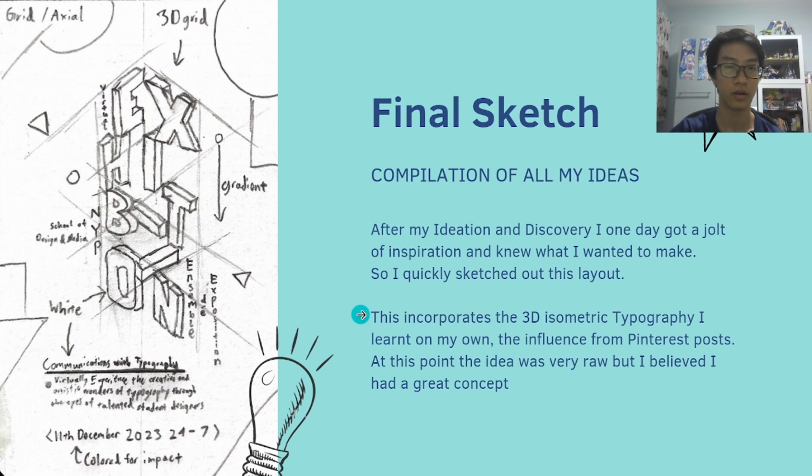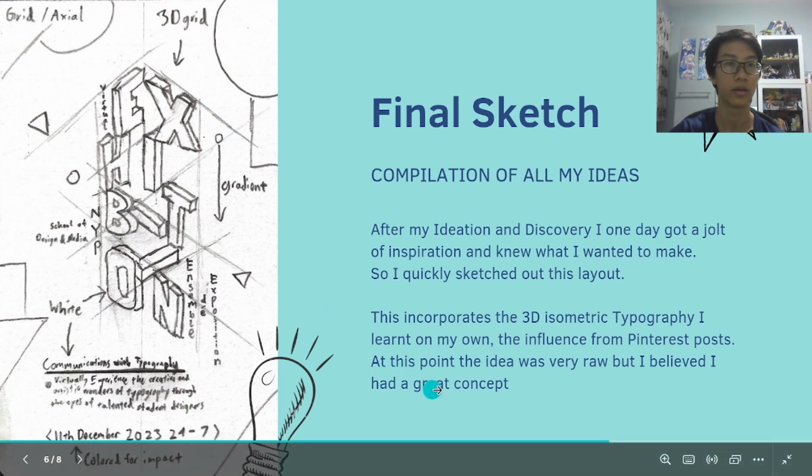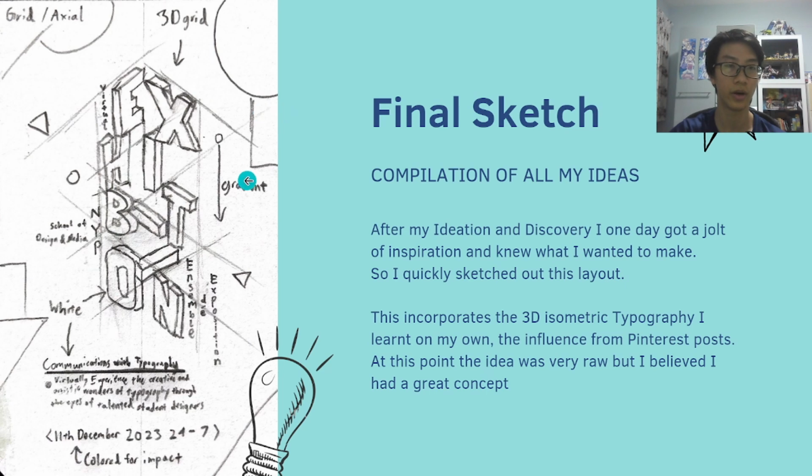This is my final sketch. This incorporates the ideas of 3D isometric typography that I learned on my own, and also has some influence from the Pinterest post that I looked at. At this point, the idea was very raw, but I believe that I had a great concept in mind. Also, the shapes over here were carried on from my earlier sketches.